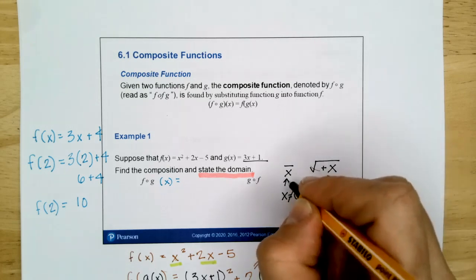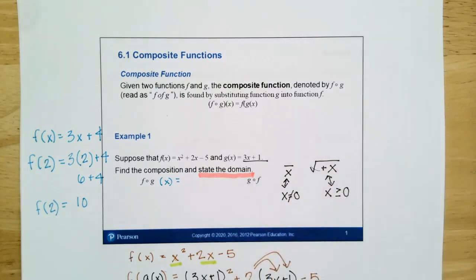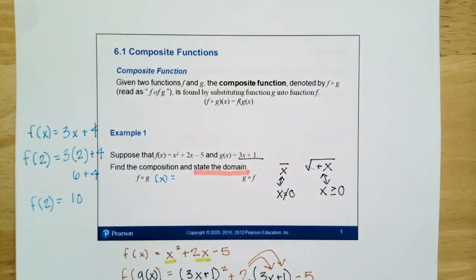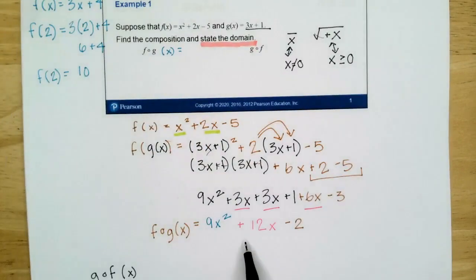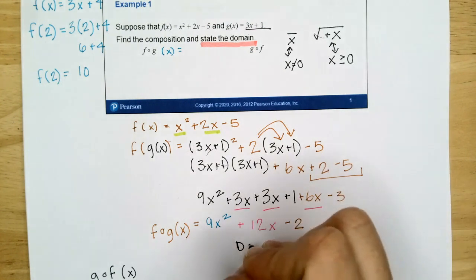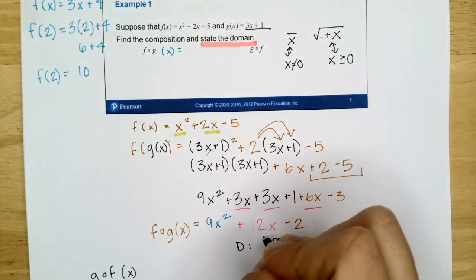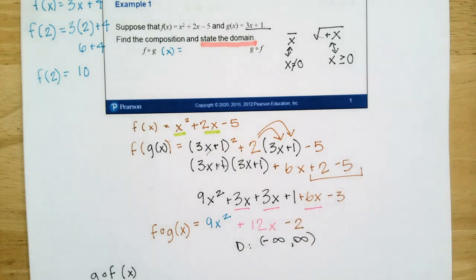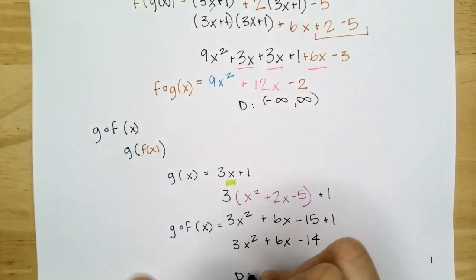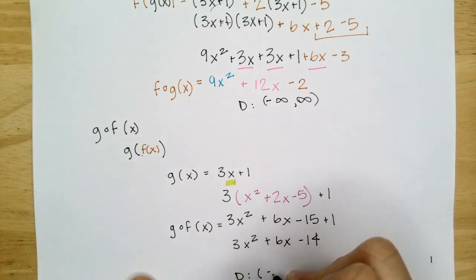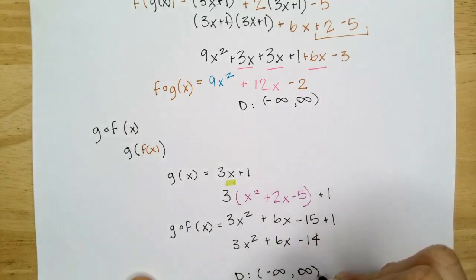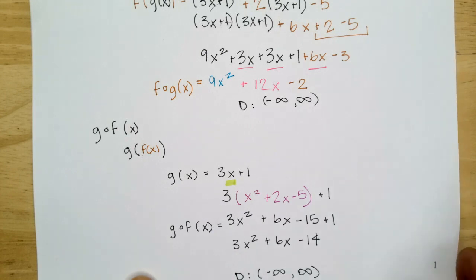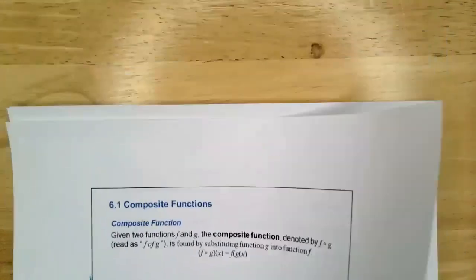For that one it cannot be 0, and for this one it has to be greater than or equal to 0. Neither of these. This is just a regular trinomial. There are no fractions, there are no radicals, so we're just going to say the domain is from negative infinity to infinity, or all real numbers. Same here. It's just a trinomial, no fractions, no radicals. So we're going to say the domain is all real numbers.